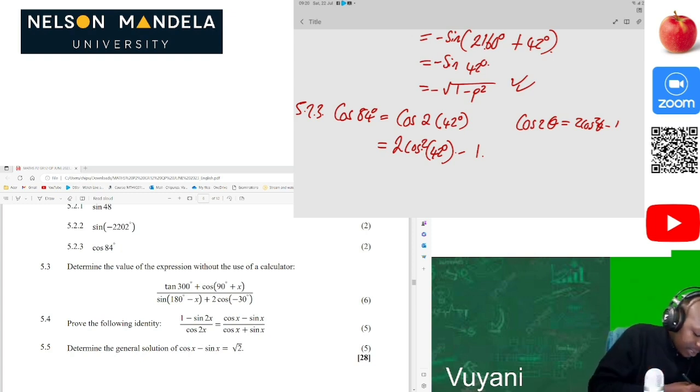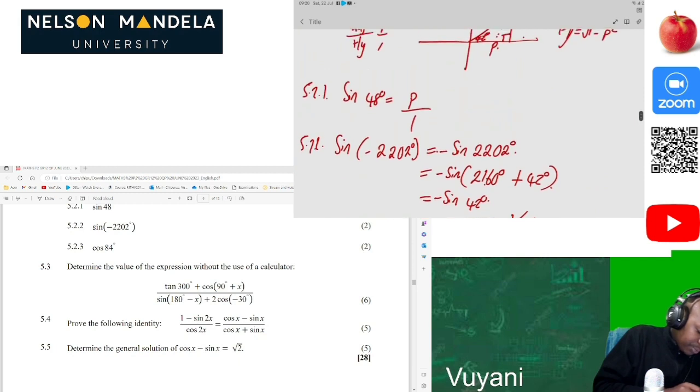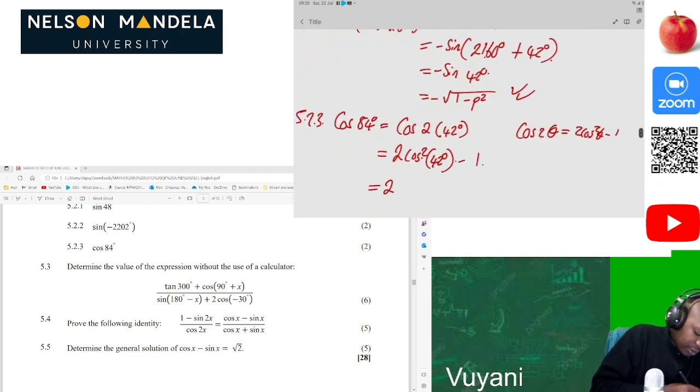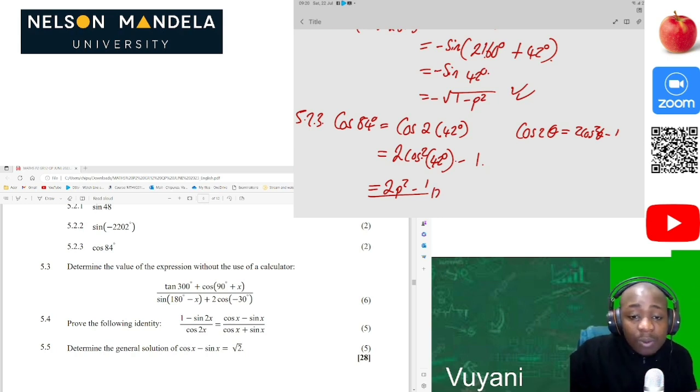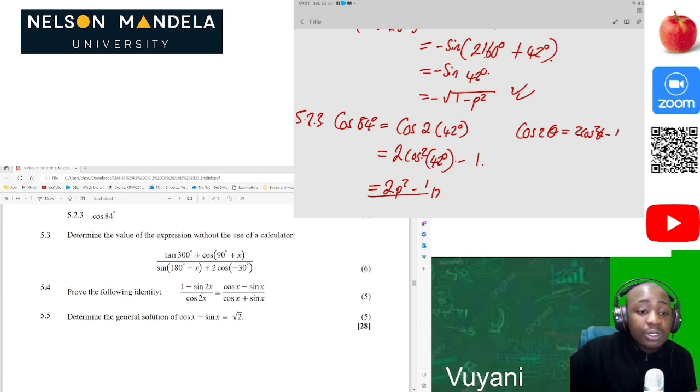Now we can proceed and substitute. Cos of 42 is just p, so it's going to be p squared now. So it's going to be 2p squared minus 1. Then we have solved that question and we are all happy. These questions were almost straightforward. We just wanted to use our theory and use what we have already been taught in class.